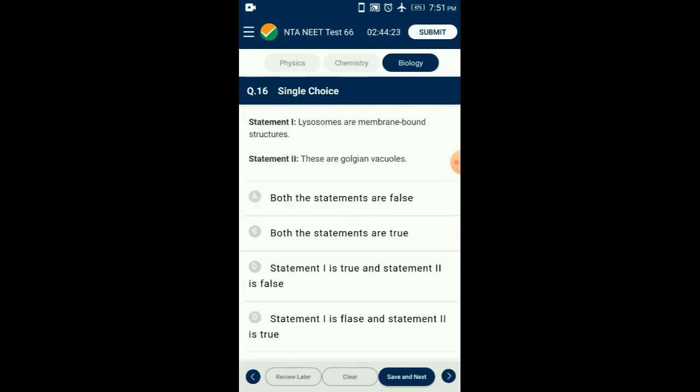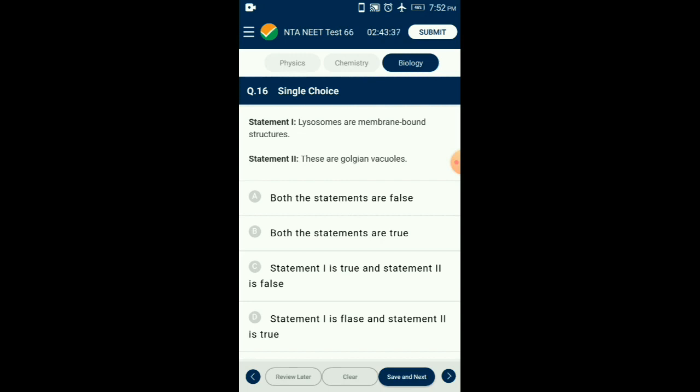Question number 16. Two statements are given. Statement 1, lysosomes are membrane bound structures. Statement 2, these are Golgian vacuoles. Lysosomes are membrane bound organelles that contain digestive enzymes that break down proteins, lipids, carbohydrates, and nucleic acids. They are important in processing the content of vesicles taken from outside the cell. It is crucial to maintain the integrity of lysosomal membranes because the enzymes they contain can digest cellular components as well.